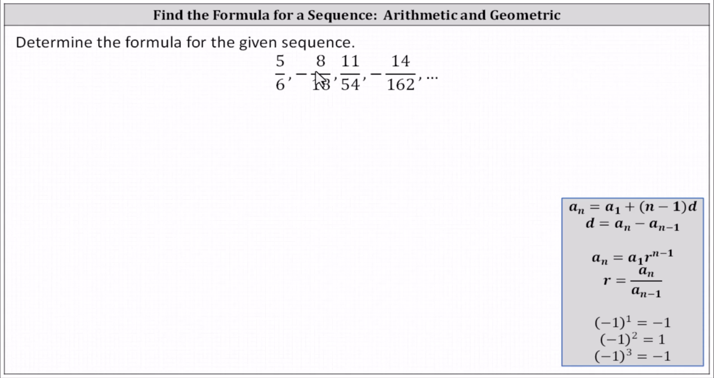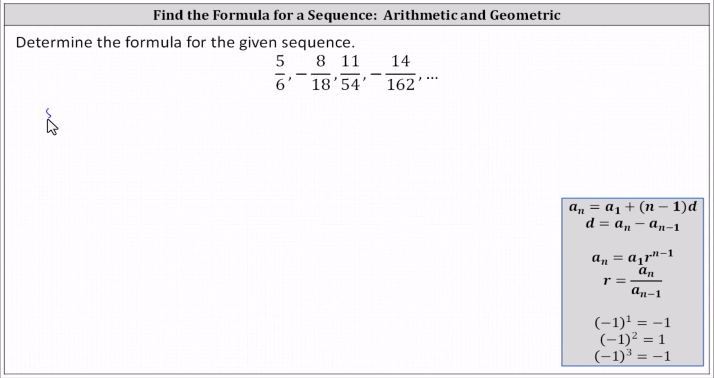Whenever we have an alternating sequence like this, we'll need to include -1 to the power of n or the power of n plus 1, depending on whether the first term is positive or negative. If we raise -1 to an odd power, we get a factor of -1. If we raise -1 to an even power, we get a factor of +1. But let's first focus on the sequence of the numerators, again ignoring the signs.